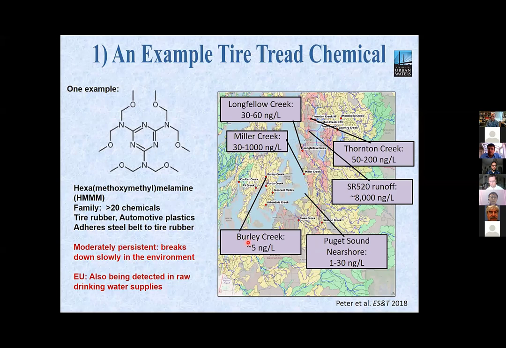A more remote creek, maybe a few nanograms per liter. Miller Creek near SeaTac gets up to about a microgram per liter sometimes. And even in the Puget Sound near shore, you can detect this at tens of nanograms per liter in winter seasons after storms. So this compound as well, we detect at least 6 or 8 derivatives and related transformation products. EU reports have about 26 transformation products, and it's even detected in raw drinking water supplies. So this is a good example of a tire-derived chemical that's environmentally ubiquitous that not a lot of people are paying attention to. I think when we published on this in 2018, we were the first reports in North America.